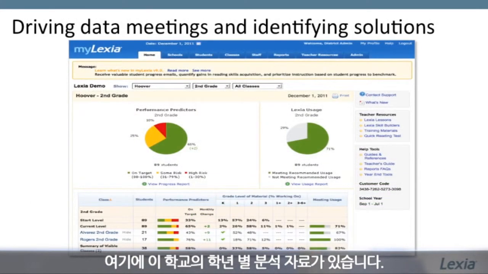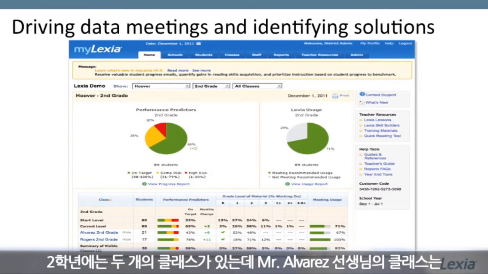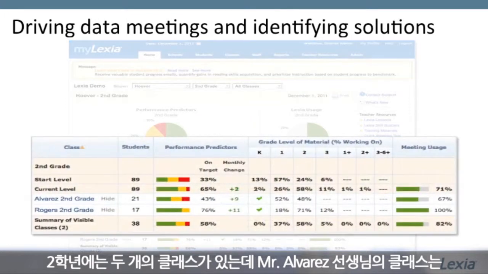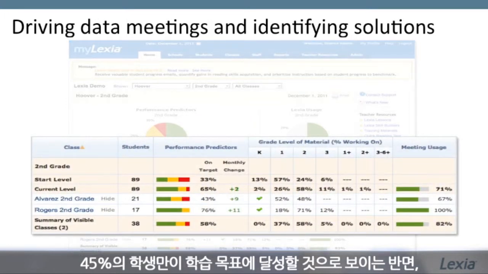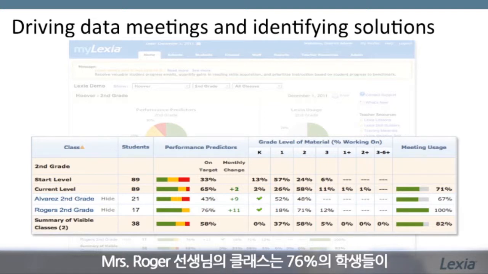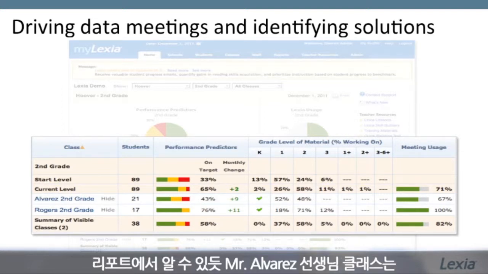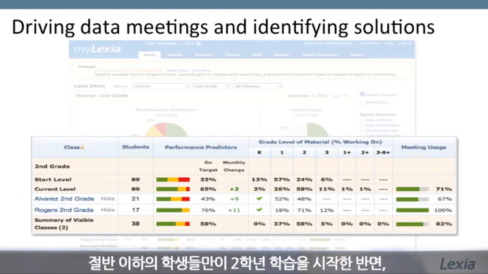Here we see the grade 2 analysis. In this school, there are 2 classrooms in the second grade. Notice that Mr. Alvarez's class has only 43% of students on target to reach their year-end benchmark, while Mrs. Rogers' class has 76% of students on target. The grade level of material chart indicates the grade level of skills students are working on. Here we see that less than half of Mr. Alvarez's students have begun working on second grade skills.